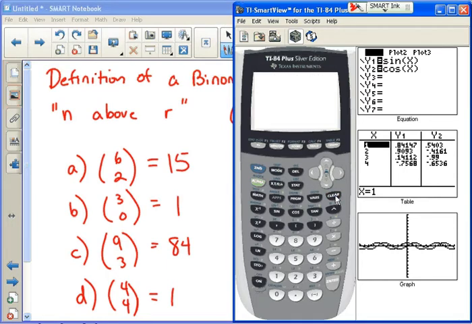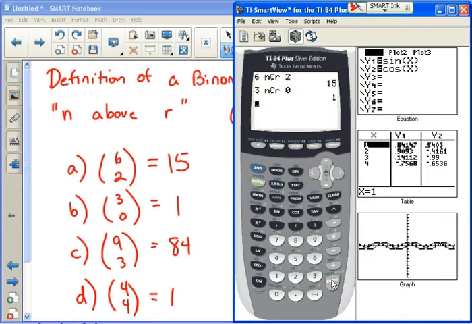So for example, in part A here, I know I already have the answers, but that's okay. You can still do them. We do 6 first, then we go to math, probability, nCr. It's actually read n choose r. Then plug in 2. So 6 choose 2, and we get 15. And then the next one's 3 choose 0, so 3, math, probability, nCr, 0.